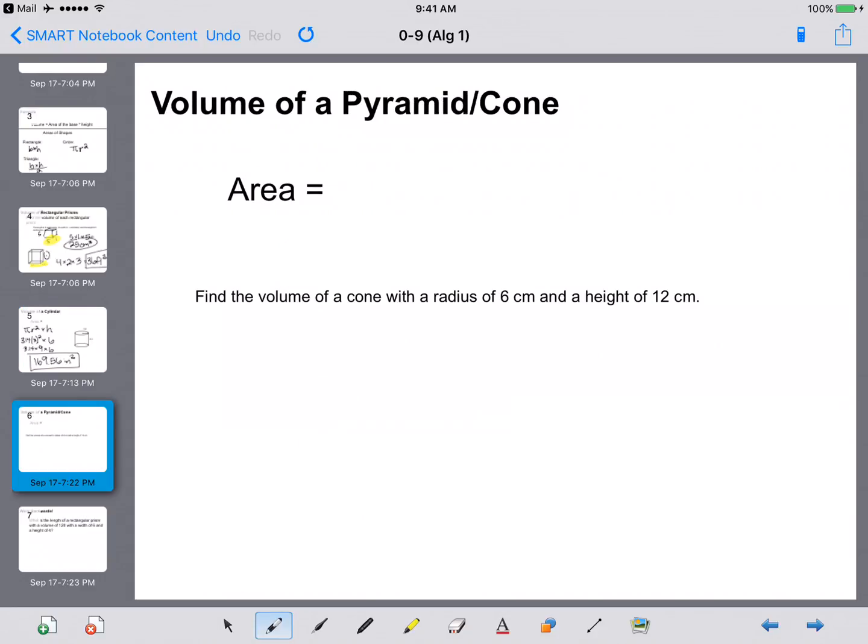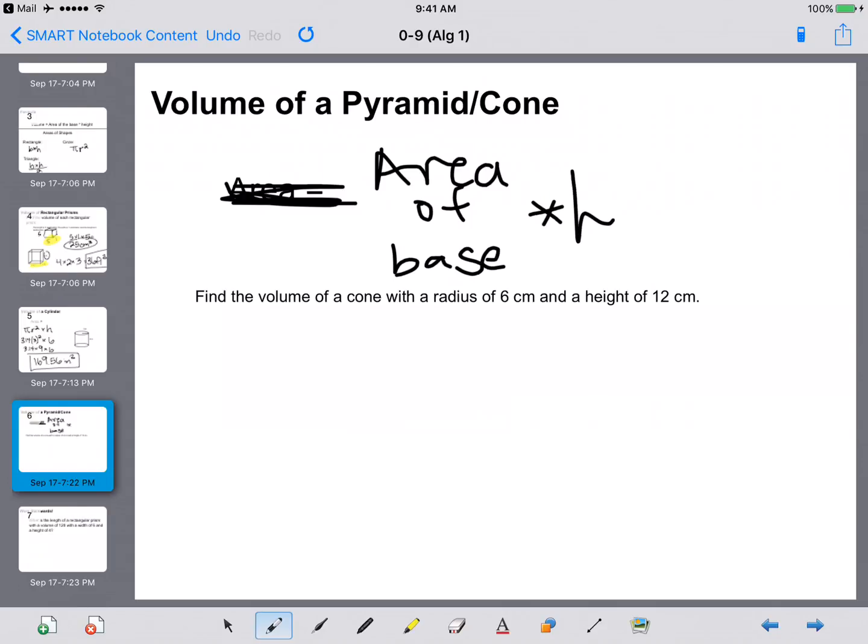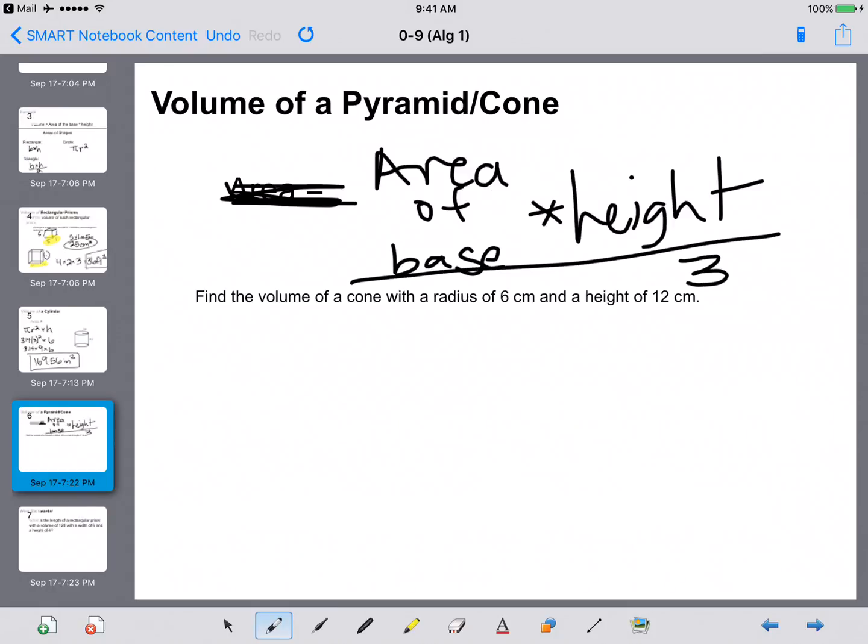Now the volume of a pyramid or cone. So first you need the area of your base. So the equation is the area of the base times the height, and then you divide by 3 every single time, no matter what. So it's the same thing as finding the volume of a prism or a cylinder, except for now you're dividing by 3. So if anything ever comes to a point, you got to divide by 3 with the volume.